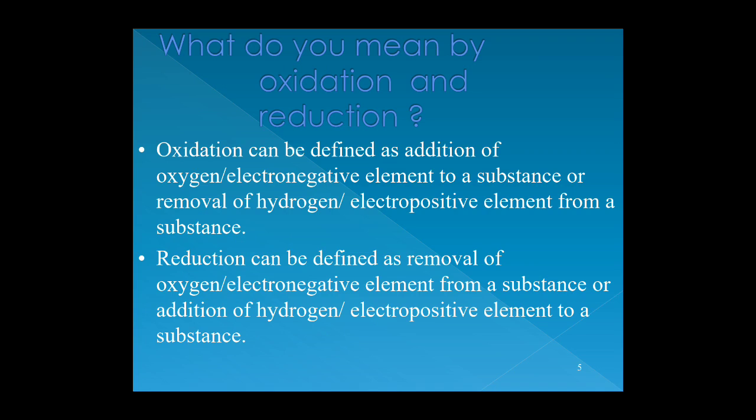Oxidation can be defined as the addition of oxygen, an electronegative element, to a substance, or a removal of hydrogen, an electropositive element, from a substance. In simple language, we can say addition of oxygen or removal or donation of electron is called the oxidation. जब किसी मॉलिक्यूल या एटम से ऑक्सीजन जुड़ती है तब ऑक्सीडेशन होता है, या किसी एटम आयन या मॉलिक्यूल से इलेक्ट्रॉन डोनेट किए जाते हैं तब उसमें ऑक्सीडेशन होता है.